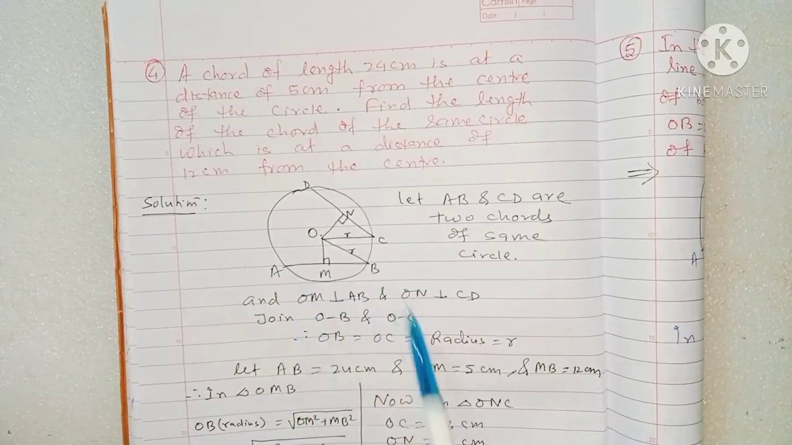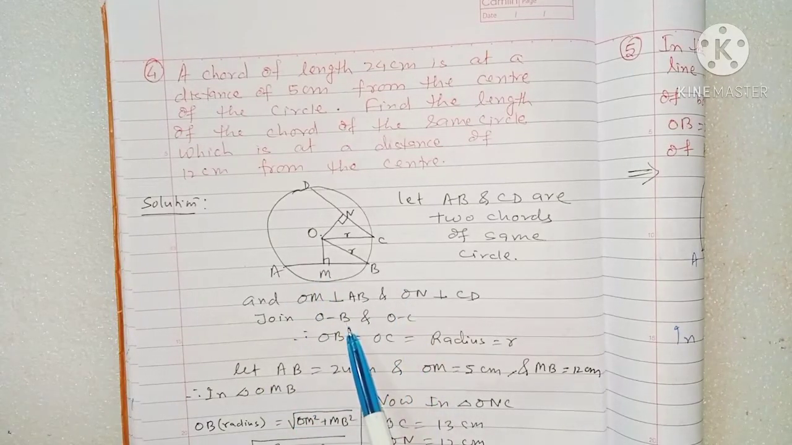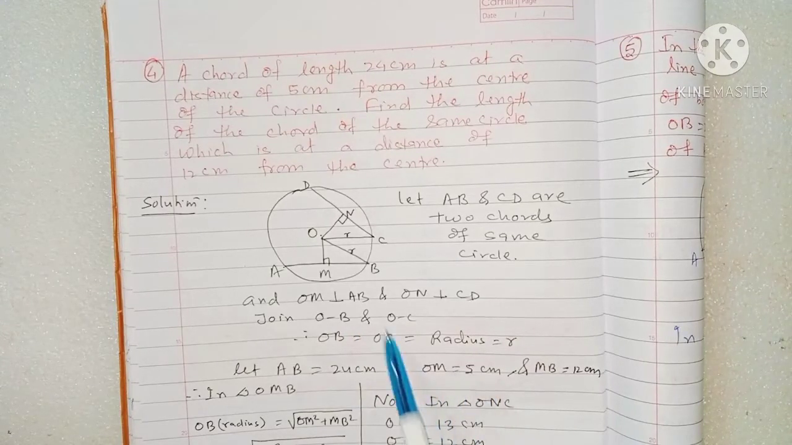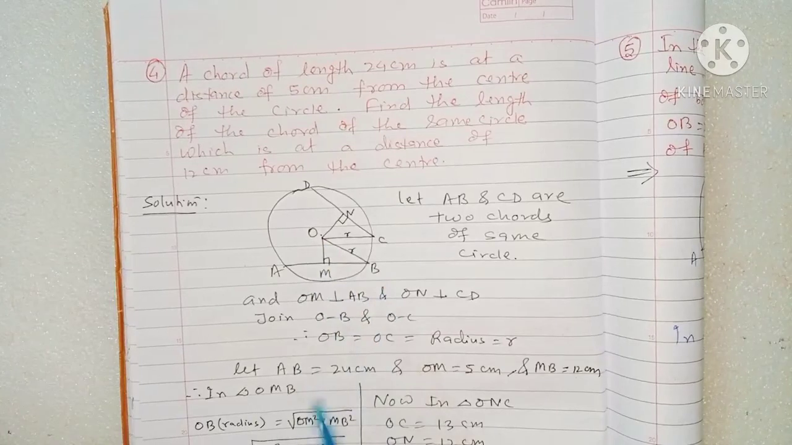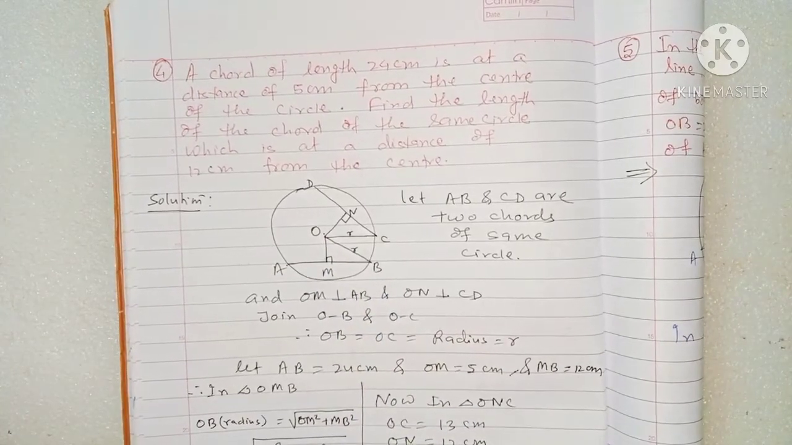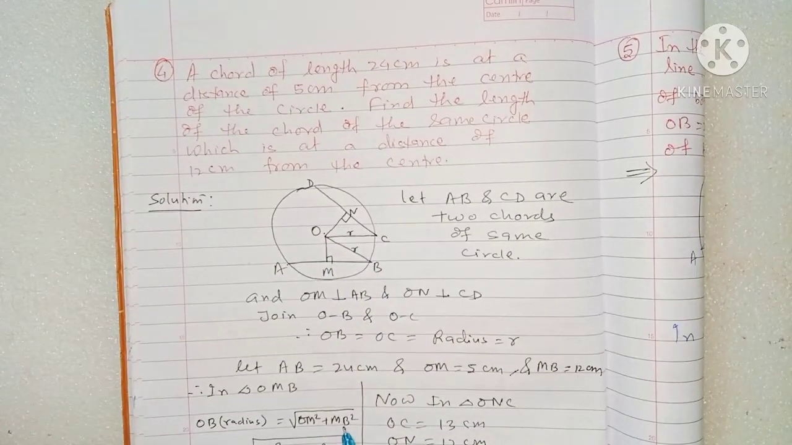Let AB is 24 centimeter and OM equal to 5 centimeter. MB equal to 12 centimeter. In triangle OMB, since OB is the radius, OB square is equal to OM square plus MB square, solving you will get the radius 13 centimeter.